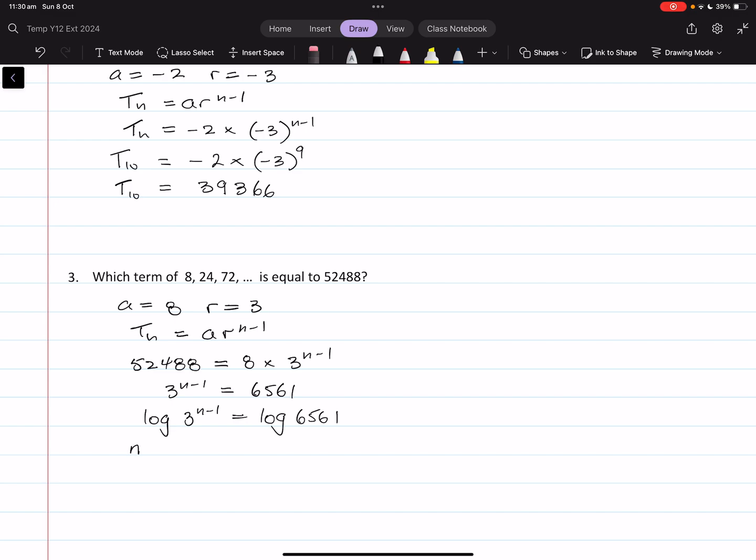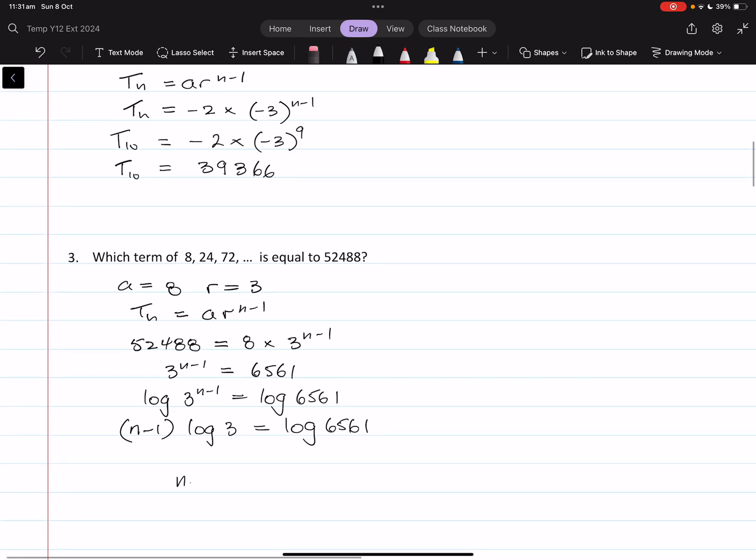We can bring the power down the front using a log law. Now keep it in brackets, it's all that power, n minus 1. So n minus 1 log 3 is equal to the log of 6,561. And now simply dividing both sides, we're going to have n minus 1 is equal to the log of 6,561 over log 3.